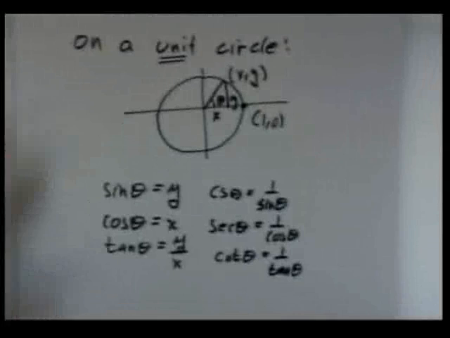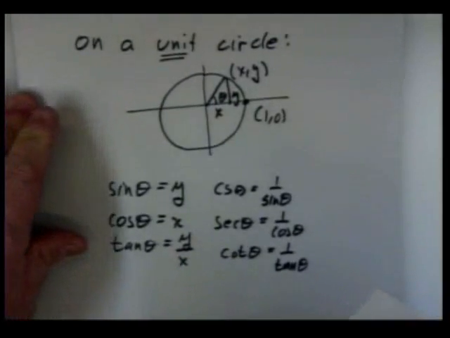Okay. So on a unit circle, the sine is the y and the cosine is the x. Since the other four can be expressed in terms of sine and cosine, if you can find the x and the y, you can find the sine and the cosine, you can find everything you want. Let's work some problems. This is a short little lesson.